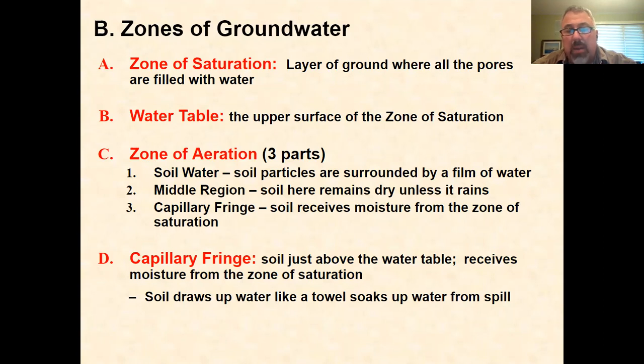And then you have the capillary fringe, which is the area of the zone of saturation. It's like if I put a piece of paper towel on the edge of a spill, that water will travel into that paper towel. And this is happening in our soil as well. The moisture is basically wicking up into the soil through capillary action.